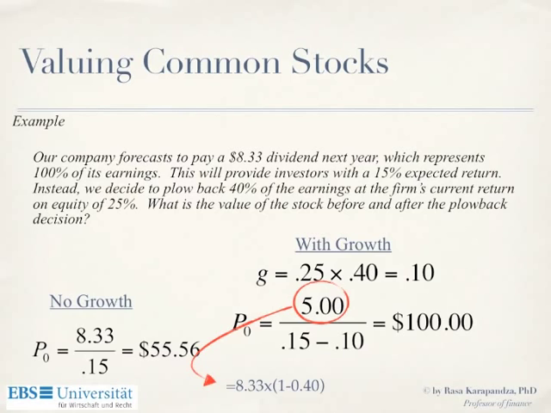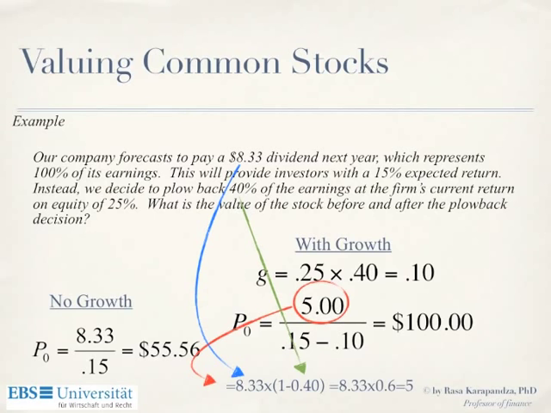Your plowback ratio is 40%. Your payout ratio is 60%. So what you pay out as dividend is 60% of your profits. And how do you get to this 60%? Well, if you decide to plow back 40%, that means that you are paying out 60%.